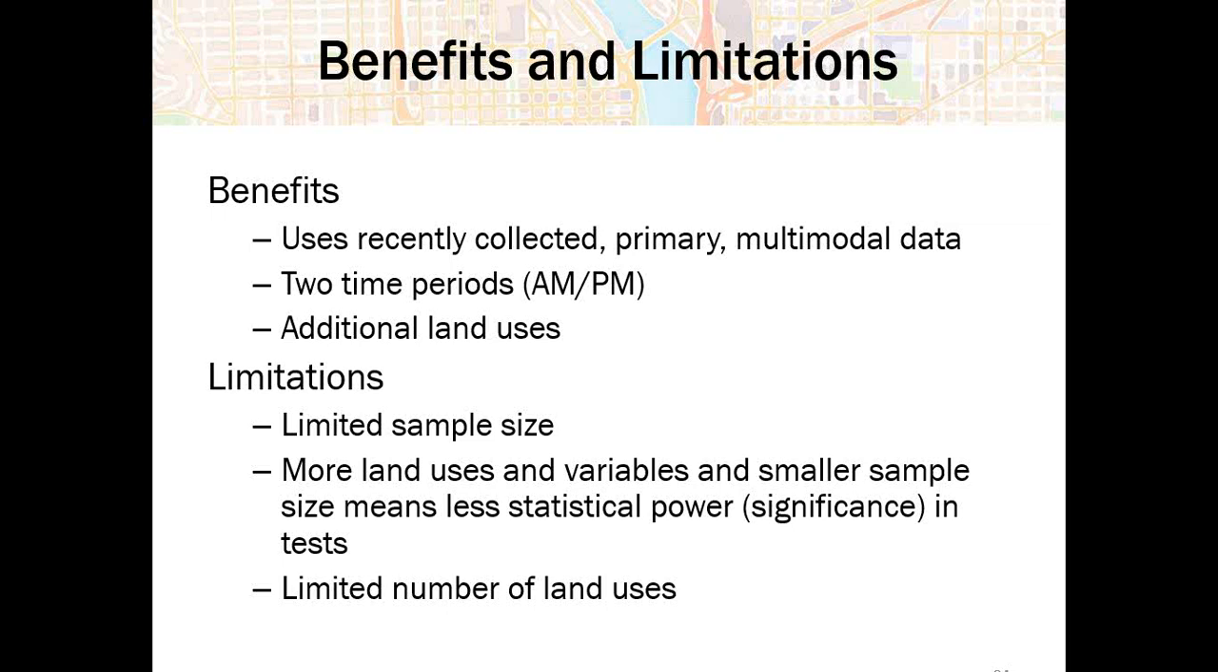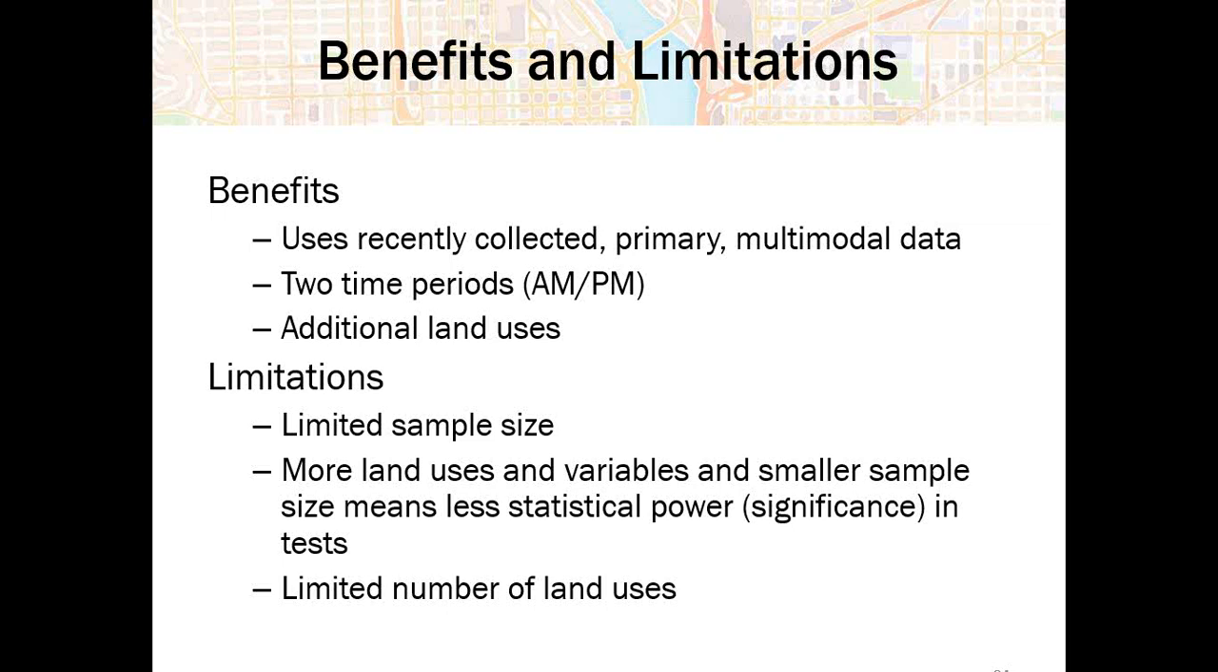Additionally, they control additional variables. And by using more and more variables with a smaller sample size, this means they had less statistical power in their models. This doesn't necessarily mean that their coefficients would change, but what we don't know is whether the variables we're including are significantly different from 0 in controlling for changes in trip generation.